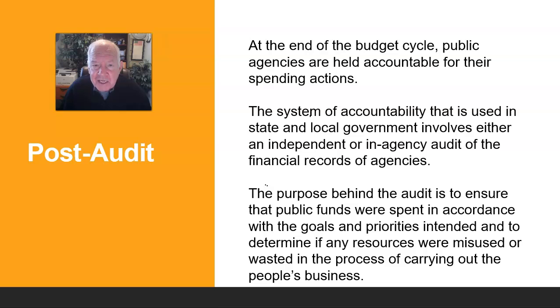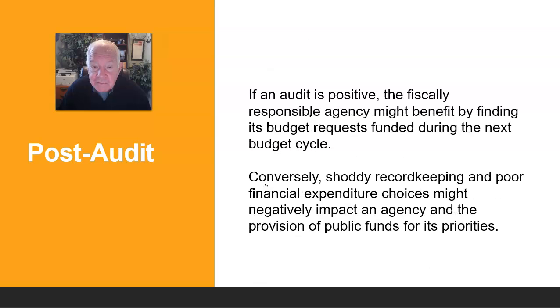At the end of the budget cycle, public agencies are held accountable for their spending actions. The system of accountability that is used in state and local government involves either an independent or in-agency audit of the financial records of agencies. The purpose behind the audit is to ensure that public funds were spent in accordance with the goals and priorities intended, and to determine if any resources were misused or wasted in the process of carrying out the people's business.